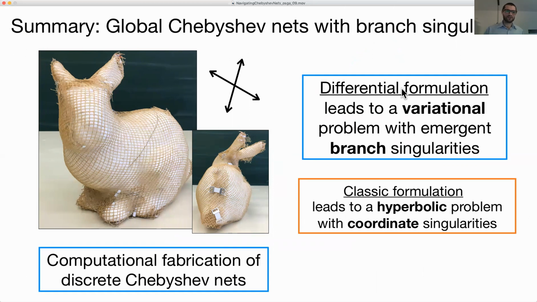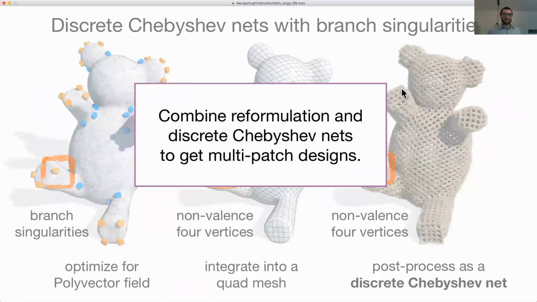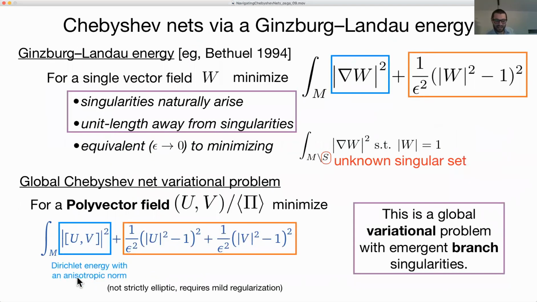But I think this is a very interesting question. It has some subtleties, which let me be very honest about here, which I wrote down at the beginning of the slide. Because of the anisotropy of this Dirichlet norm, you don't get a strictly elliptic problem. So you have to use a mild regularization in the polyvector formulation to smooth your polyvector field away from the singular points, which makes it a little bit more challenging in analysis than the classical Ginzburg-Landau formulation problem.